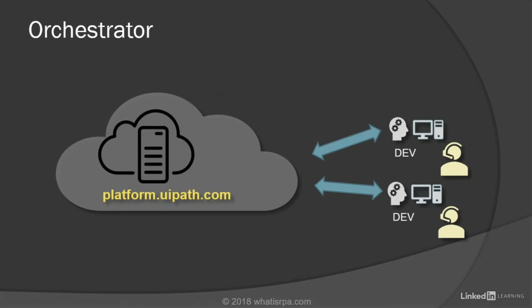For true enterprise scenarios, you'll be installing Orchestrator on-prem on your own servers. For this section, I'm going to make use of UiPath's demo instance of Orchestrator at platform.uipath.com, and there they allow you to connect 2 free dev robots. So let's dive in and take a look.